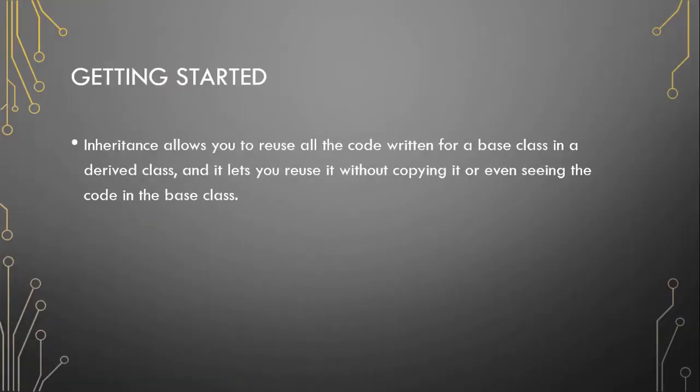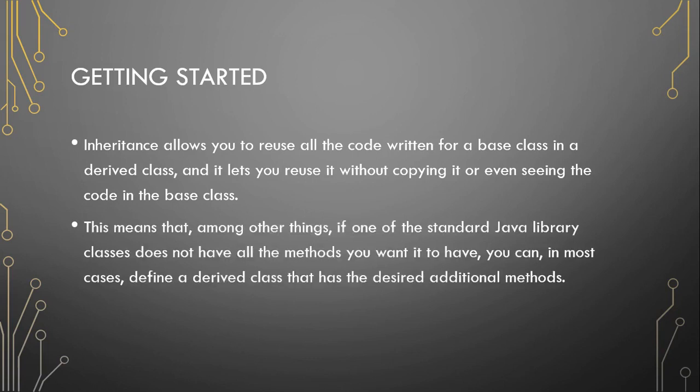So getting started, inheritance allows you to reuse the code written for a base class in a derived class, and it lets you reuse it without copying or even seeing the code in the base class. So let's look at an example here, because this means that among other examples, if one of the standard Java library classes does not have all the methods you want it to have, you can, in most cases, define a derived class that has the desired additional methods.